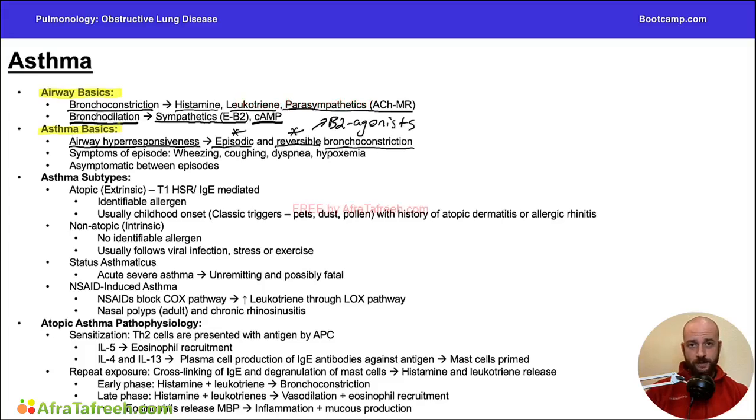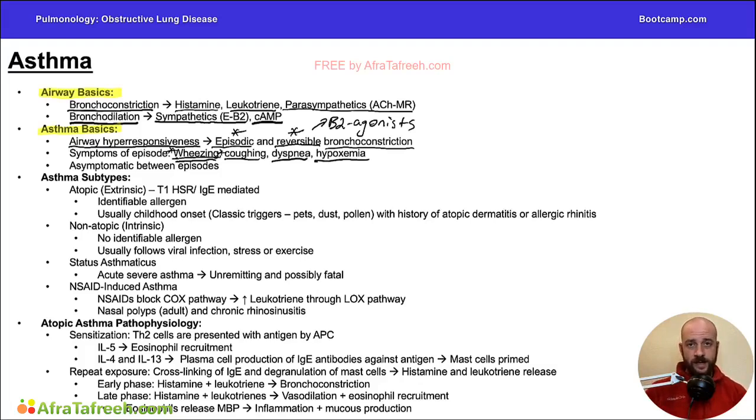So during an episode, some of the symptoms that we can see are going to be wheezing, and wheezing is especially high yield, especially for boards questions. They often give you wheezing in asthma questions, and recall that wheezing is an expiratory sound heard as air goes through narrowed or constricted airways. Some other things that we're going to see are coughing, dyspnea, and hypoxemia.